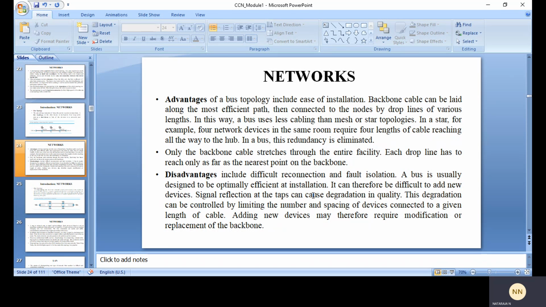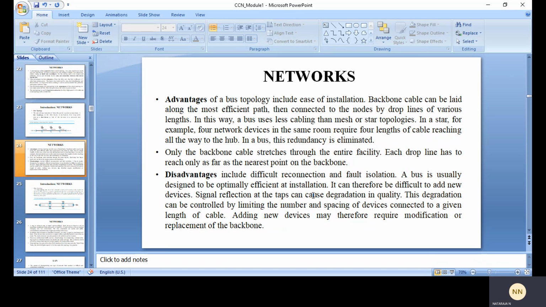In a star, for example, 4 network devices in the same room require 4 lengths of cable reaching all the way to the hub. In the bus topology, this redundancy is eliminated. The backbone cable stretches through the entire facility. Each drop line has to reach only as far as the nearest point on the backbone. These are the main advantages of this bus topology.